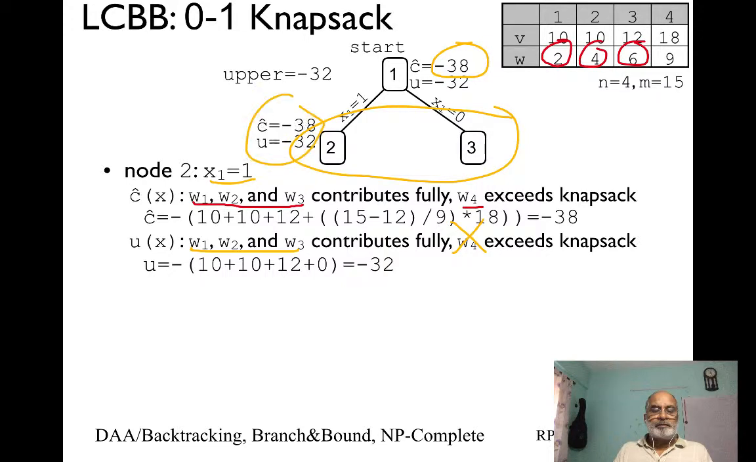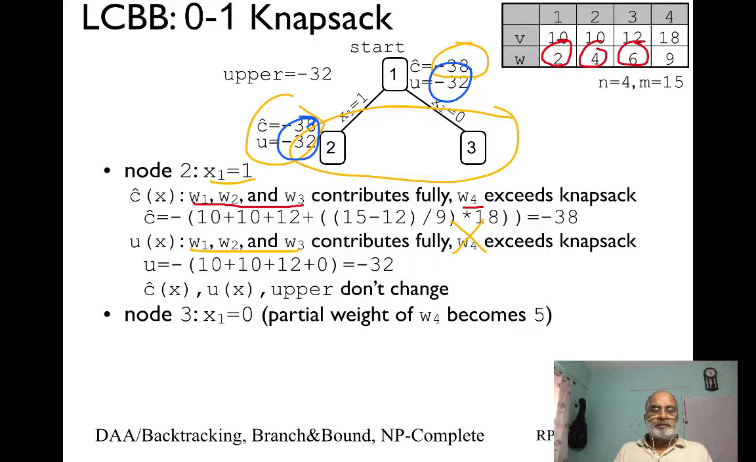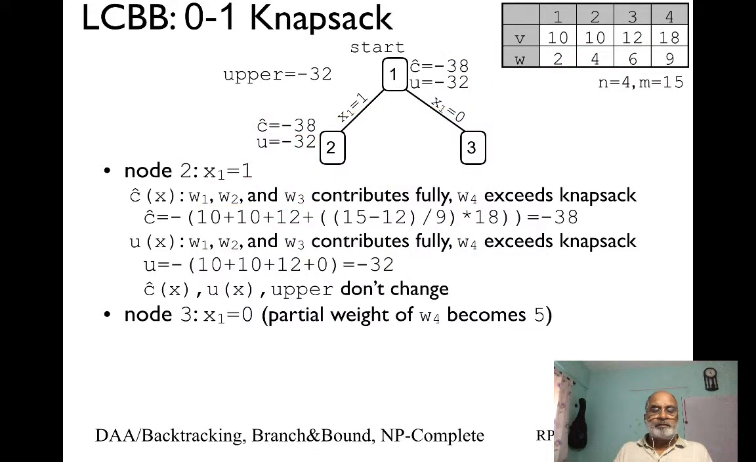Now look, my previous upper bound was minus 32. My current upper bound is still minus 32, so there is no change. It remains the same. Let's explore node 3. Now we look at node 3. That means x1 is 0. That means we are not including this item.